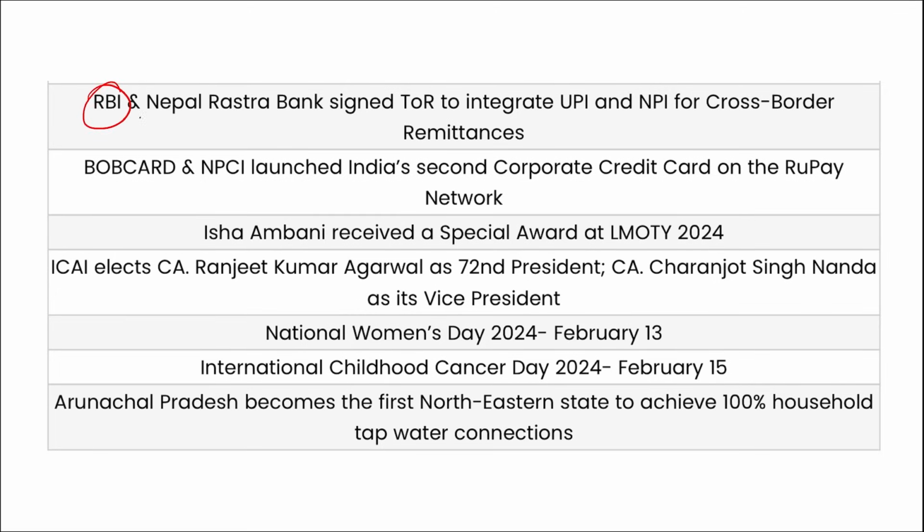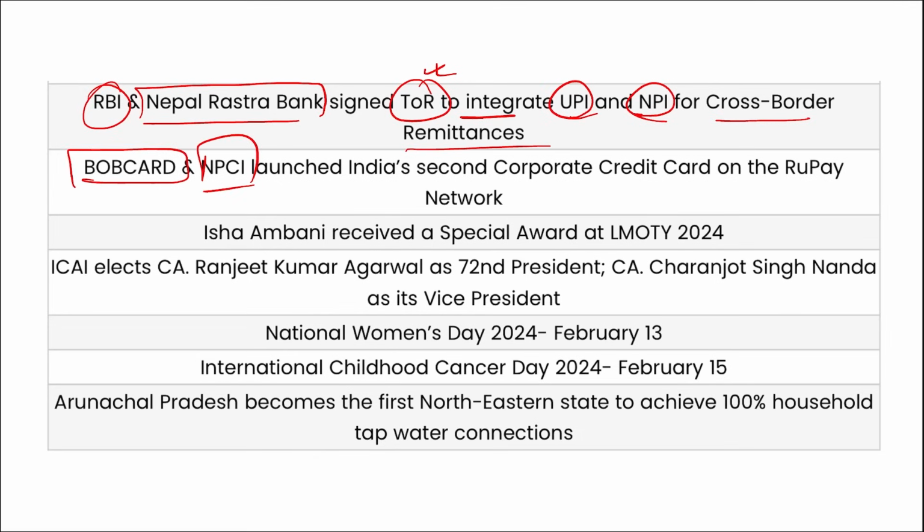Next, RBI and Nepal Rastra Bank signed a terms of reference to integrate UPI and NPI for cross-border remittance. Bobcard and NPCI together launched the second corporate credit card on the RuPay network. Then Isha Ambani received a special award at LMOTY 2024.